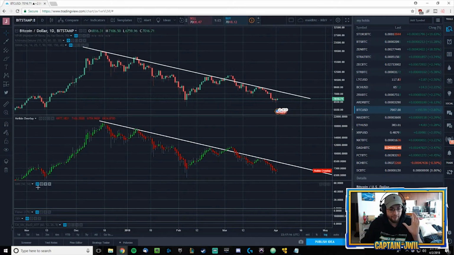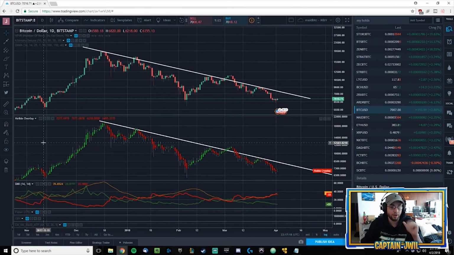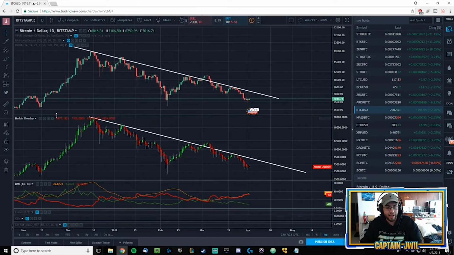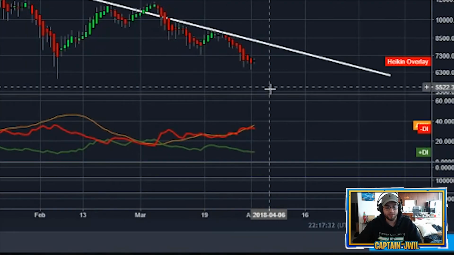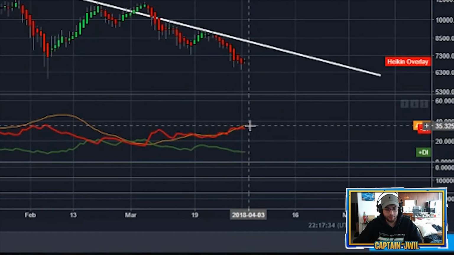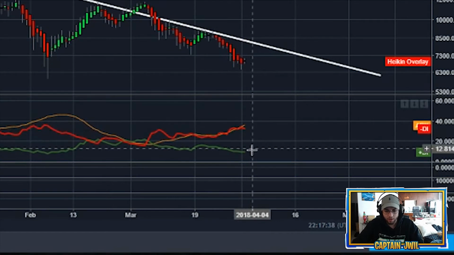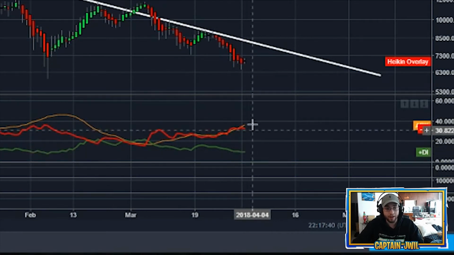I do have an indicator here pulled up. This is the directional movement index, and I'm going to show you how using Heikin Ashi candles and normal candles can actually give you different readings in an indicator as well. So I have the normal candles pulled up here, and you can see the negative DI on the DMI is currently reading about 31, and the positive DI is currently reading about 9.